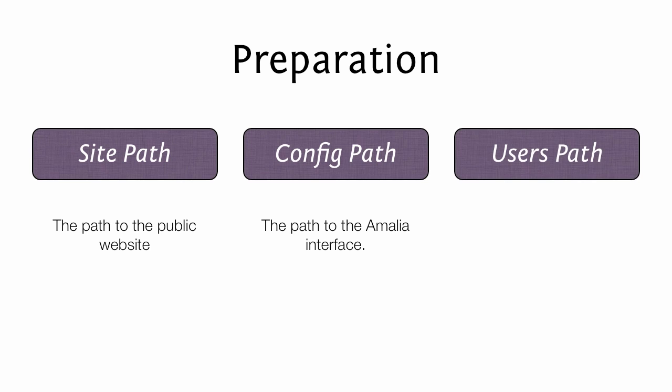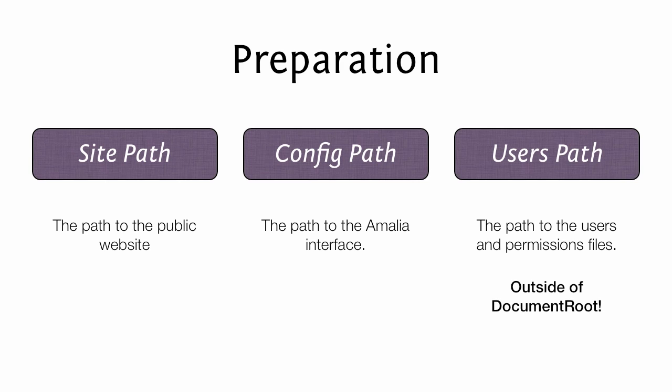Finally, the user's path, and this is quite important. This is the path to the users and permissions files, and we keep it separate from the site path and config path for security reasons. It's very, very important that this folder is outside of the document root, the place where the server serves the website from, so that we can't ever get into a situation where the users and the permission levels are accessible to people who are on the web.